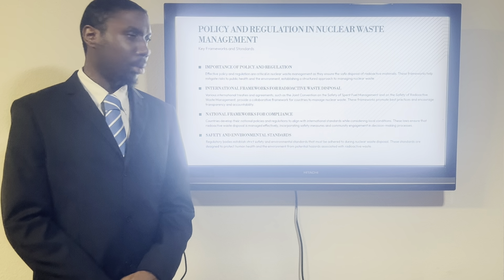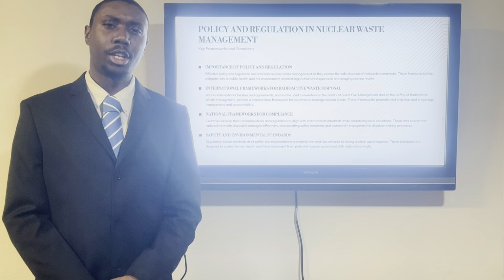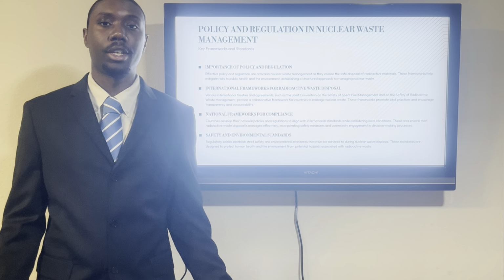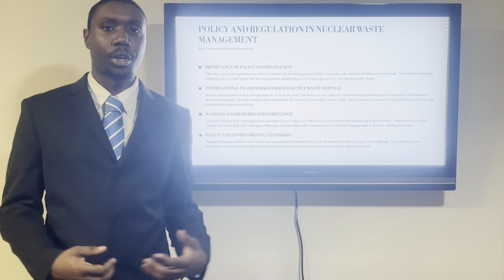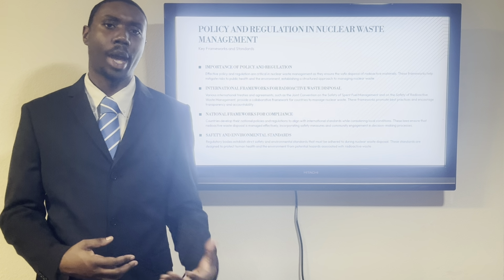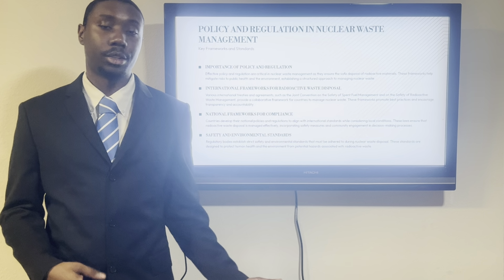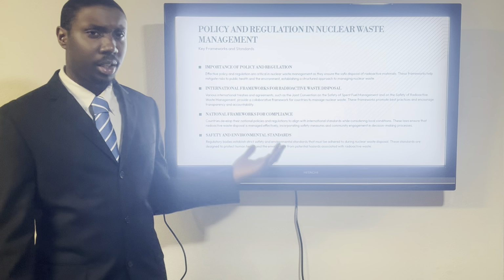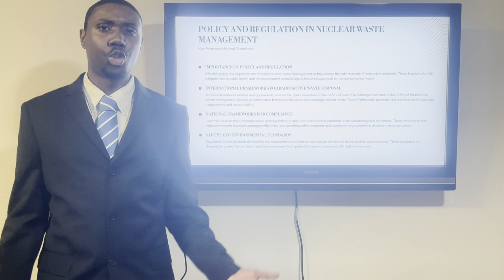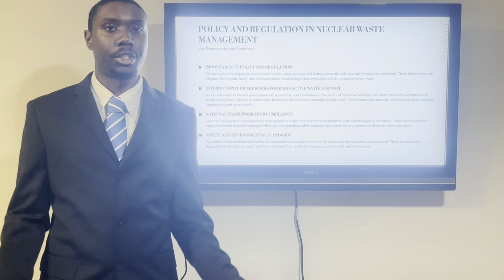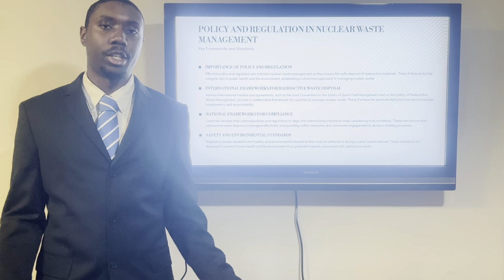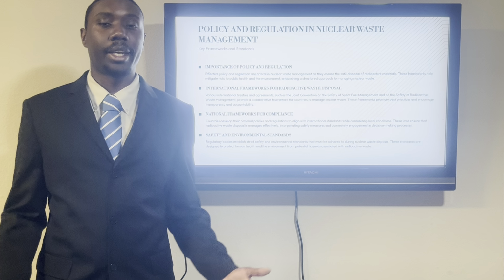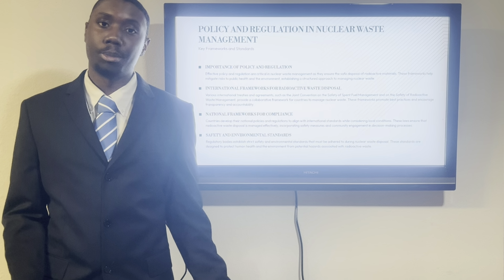Some policies with waste management include guidelines that mitigate risks to public health and the environment, ensuring a structured and responsible approach to radioactive waste disposal. At an international level, agreements like the Joint Convention on the Safety of Spent Fuel Management promote global collaboration, best practices, and accountability in nuclear waste disposal.